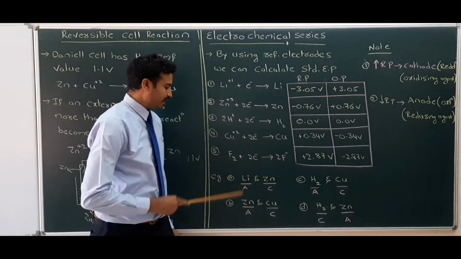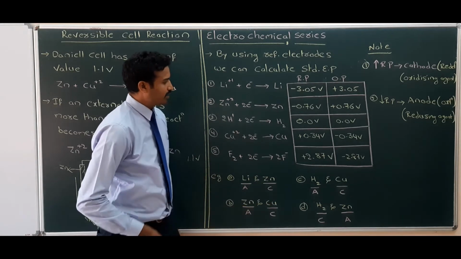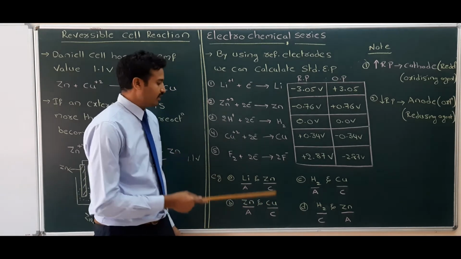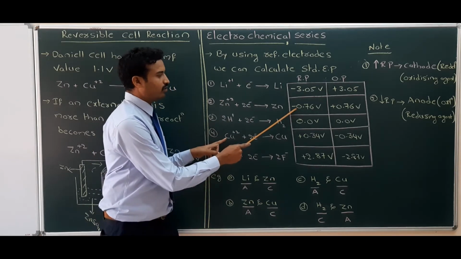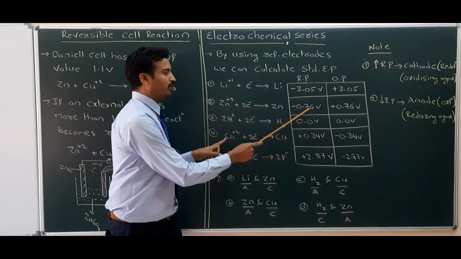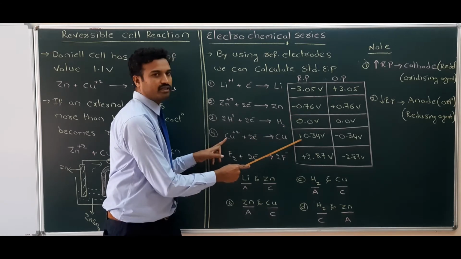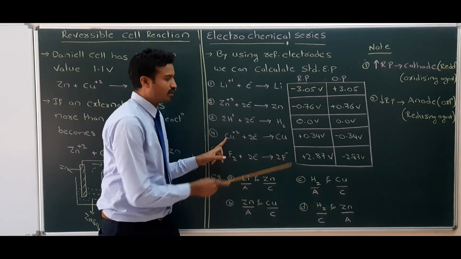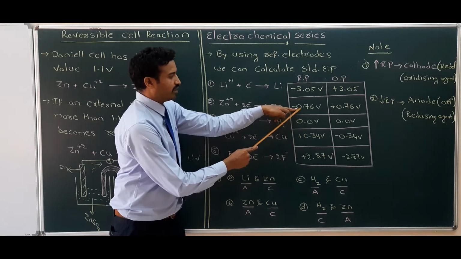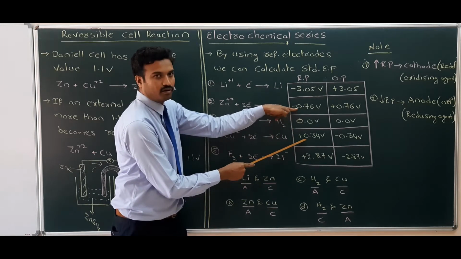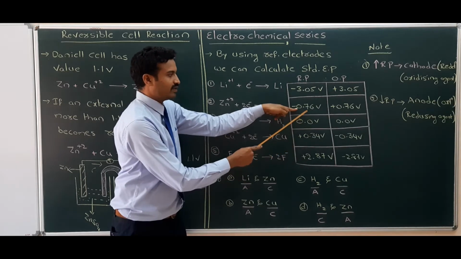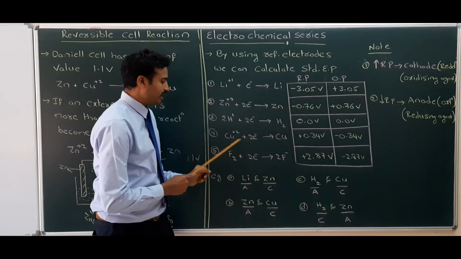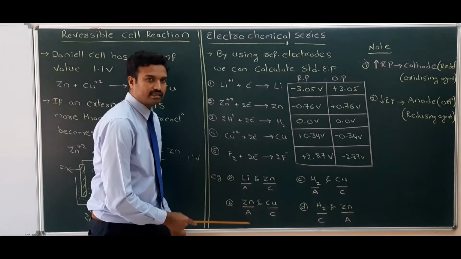Second example, zinc and copper. Yesterday we discussed this in the Daniell cell. Zinc electrode potential value is minus 0.76. Copper electrode potential value is plus 0.34. So this is the higher value compared to minus 0.76. So this one acts as a cathode, this one acts as an anode. So copper acts as a cathode, zinc acts as an anode.